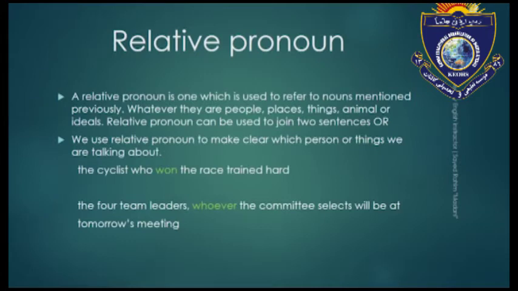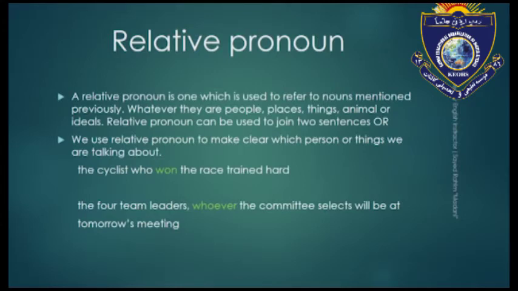A relative pronoun is one which is used to refer to a noun mentioned previously, whether it is a person, place, thing, animal, or idea. A relative pronoun can be used to join two sentences, or we can say we use it to make clear which person or thing we are talking about. Dear students, we use relative pronouns to join two sentences or to refer to a noun which was previously mentioned in a sentence.